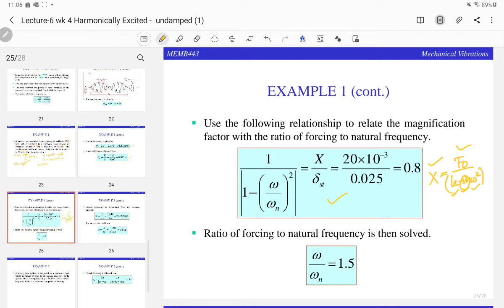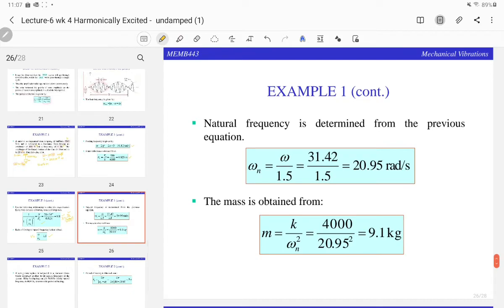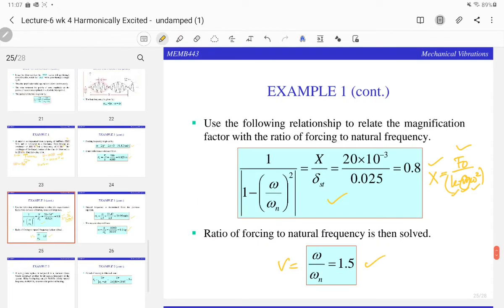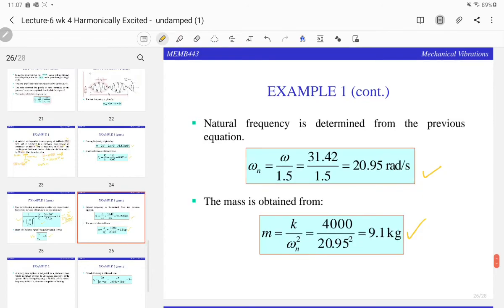So there are two ways of doing it. If you use this formula, then you have to take the ratio of the natural frequency. You solve for your r. After you get your r, you can solve for your omega n, and from there you can get your m. Either you use this equation or you use this equation, you should get the same answer of 9.1 kilogram.